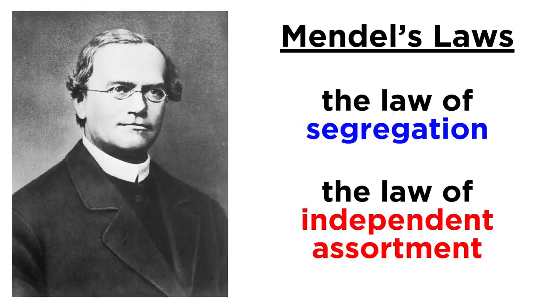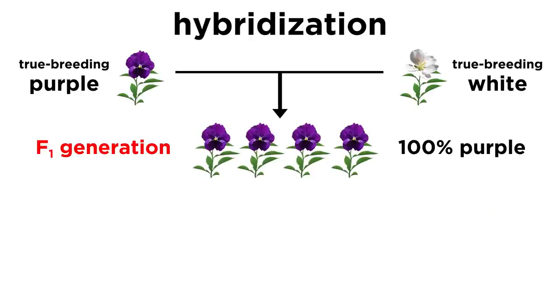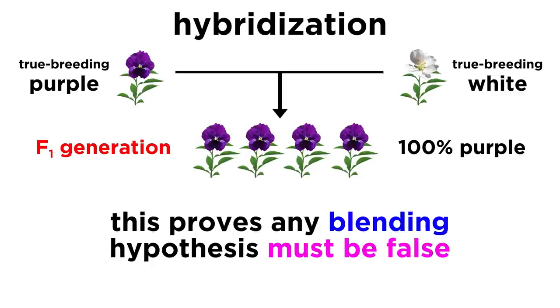To see how these laws were derived, let's examine one of his experiments. Let's say purple flowering and white flowering plants are hybridized. We would find that the F1 generation is entirely purple. No white, no pink, just all purple. This experiment alone proves that any kind of blending hypothesis must be false.